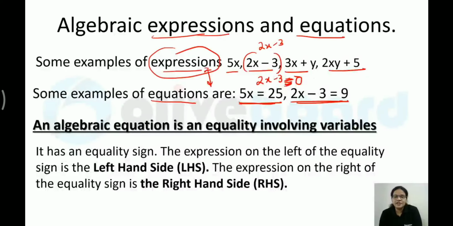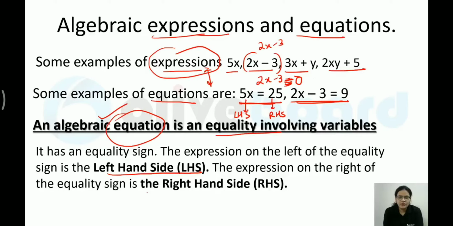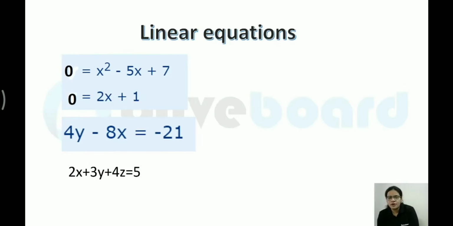So that is the definition of an algebraic equation, when I have an equality sign involved. What is written? Equality sign involving the variable. So you have a variable and you also have the equality sign, which makes some part the left hand side and some part the right hand side. Whatever lies on the left of equal to is the left hand side, and whatever lies on the right of equal to is the right hand side. This is called LHS, or left hand side, and whatever is present on the right hand side is called RHS. I think it is clear what is the meaning of equations.